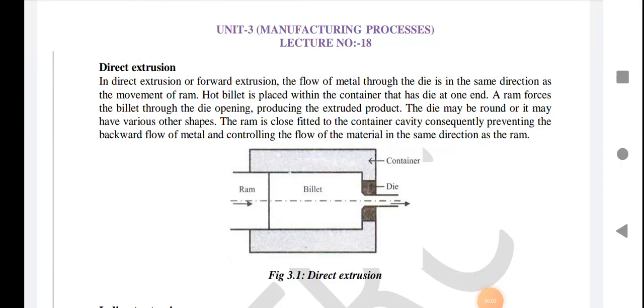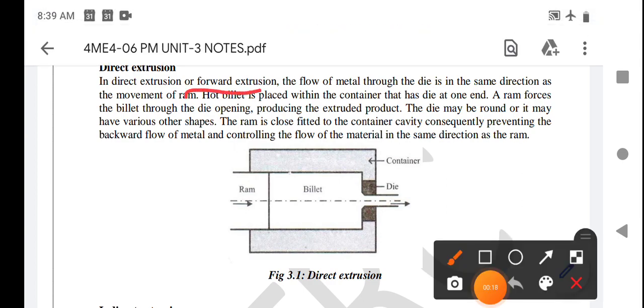Welcome student. Today our topic is types of extrusion processes. The extrusion process is divided into two parts. First is direct extrusion. In the direct extrusion process, or forward extrusion process, the flow of metal through the die is in the same direction as the movement of the ram. As you see in this figure, when the ram is moved, the metal also moves in a forward direction.